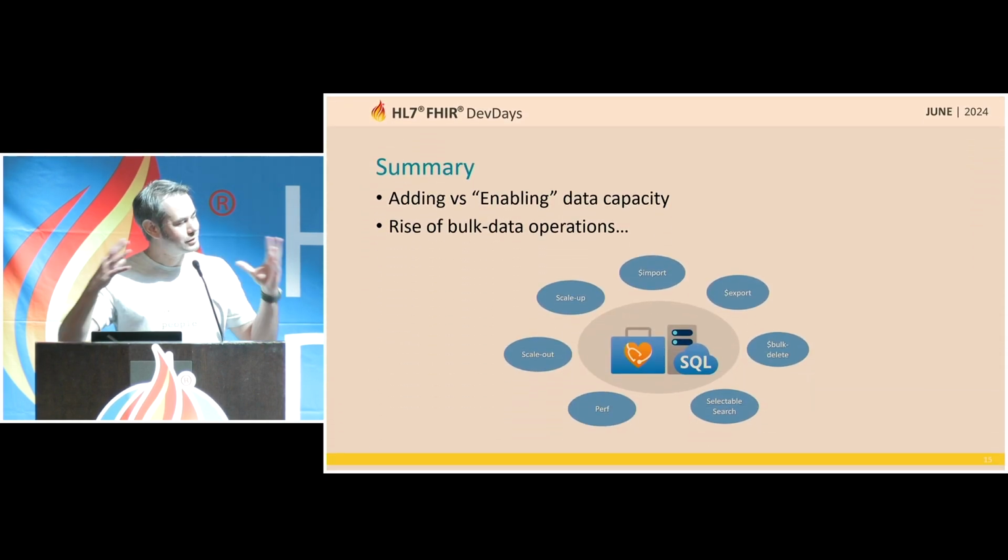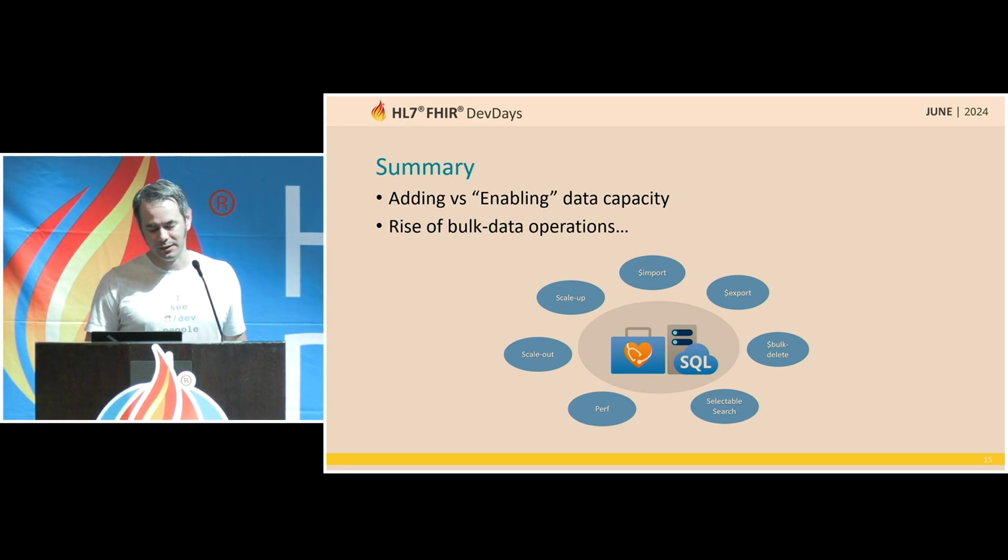Okay, so I wanted to summarize everything we've talked about today. Again, it's only a 15-minute community talk. So we have adding versus enabling the data capacity. It's not just enough to say, look, now you can use 100 terabytes of FHIR. What does that actually mean? How is that useful to you as a customer, as a FHIR client, as an application?